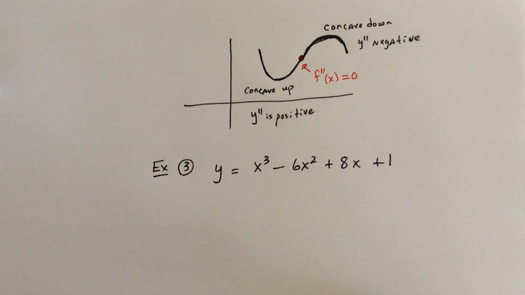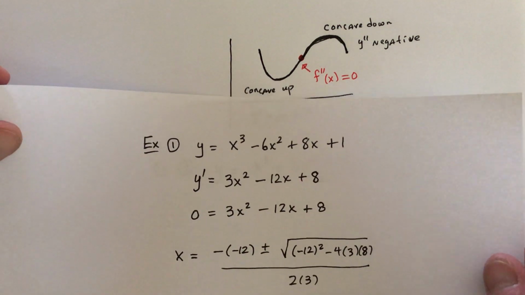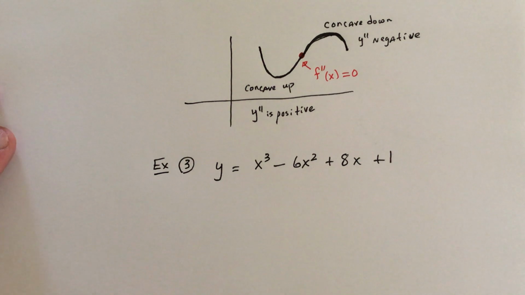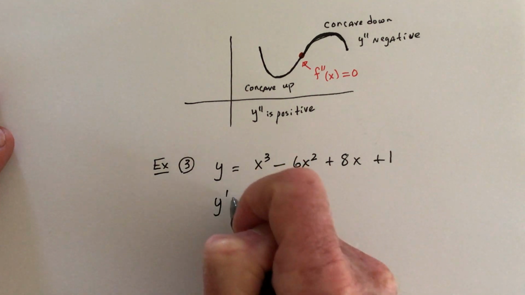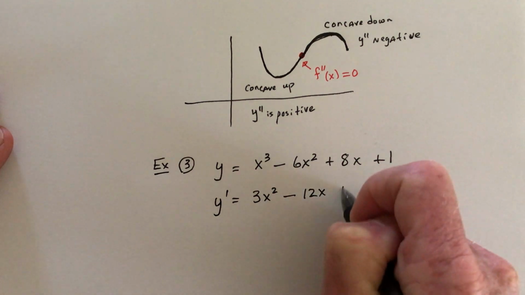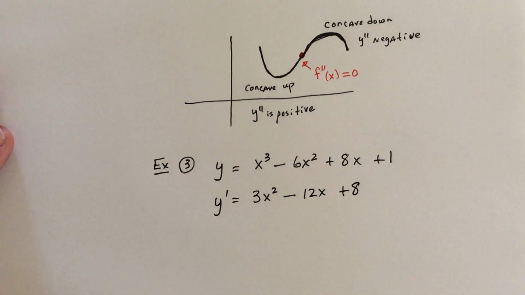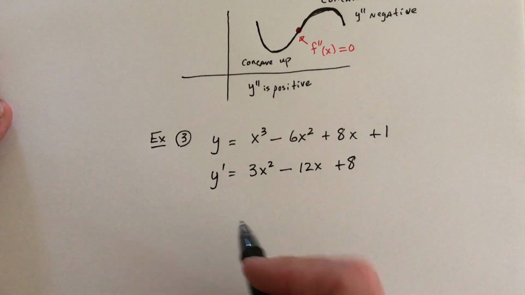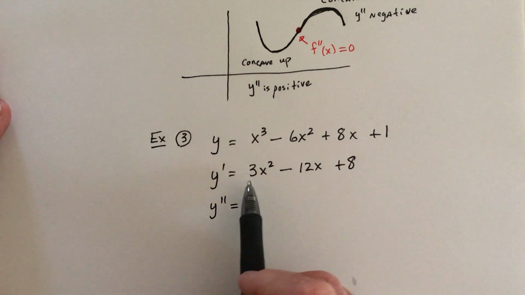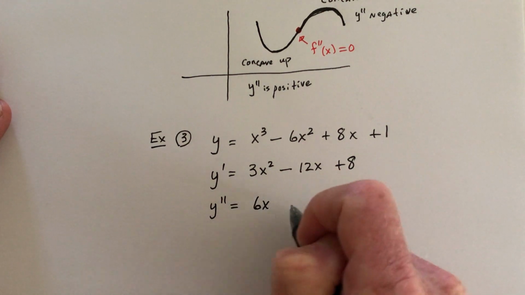And you might be thinking, wait a second, didn't we just do that one? Yes, we sure did, but we did not find out where it's concave up and concave down. So we start by taking the first derivative. That's going to be 3x squared minus 12x plus 8. We already used that on the earlier example to find minimum and maximum. Now take the derivative of the derivative. So just use the power rule, and this one's going to be 6x.